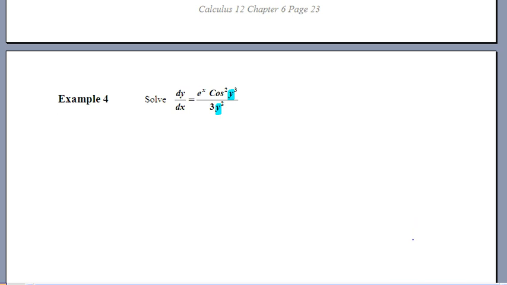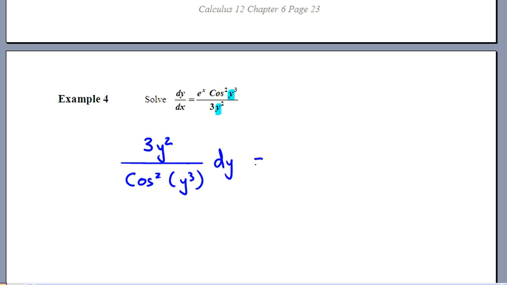So I'm going to put my dy's on the left. I'm going to multiply both sides by 3y squared. So I'll have 3y squared. I'm going to divide by this cosine squared of y cubed. Okay, so I've got cosine squared y cubed. I'll also still have the dy.